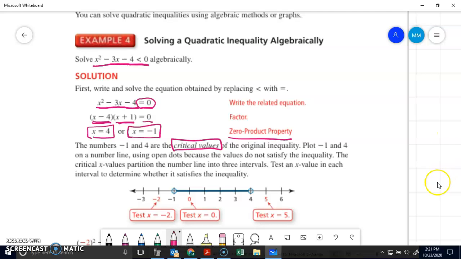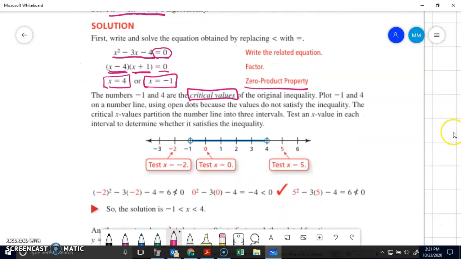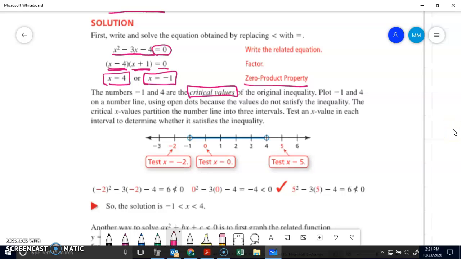And so what we're going to do is take those critical values and put those on a number line. Negative 1 and 4. And then we're going to test each section of the number line. So I'm going to pick a number that's below my negative 1, like negative 2. We're going to pick a number that's in between them, like 0, and a number that's greater than 4, like 5. And we're going to test them.